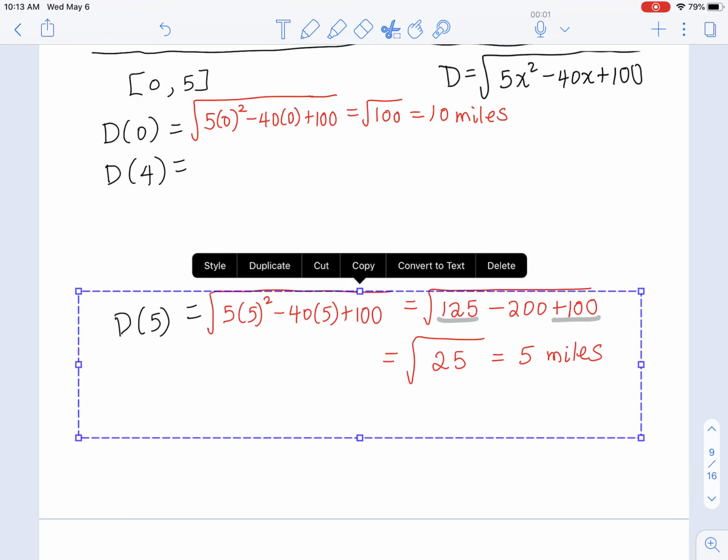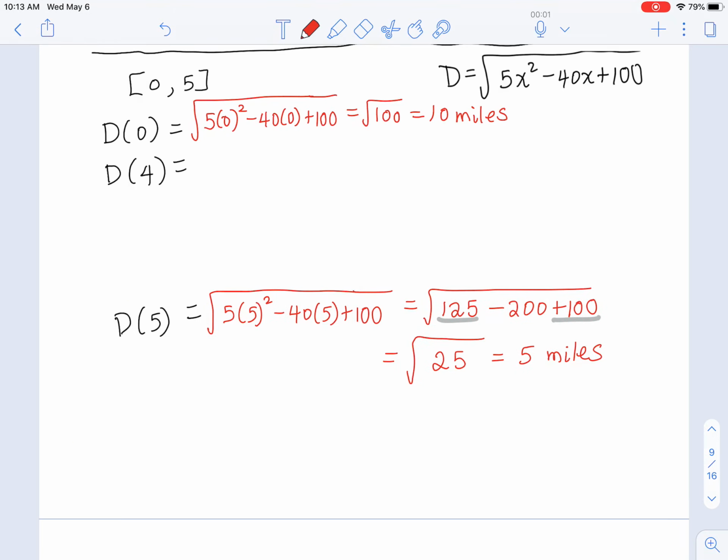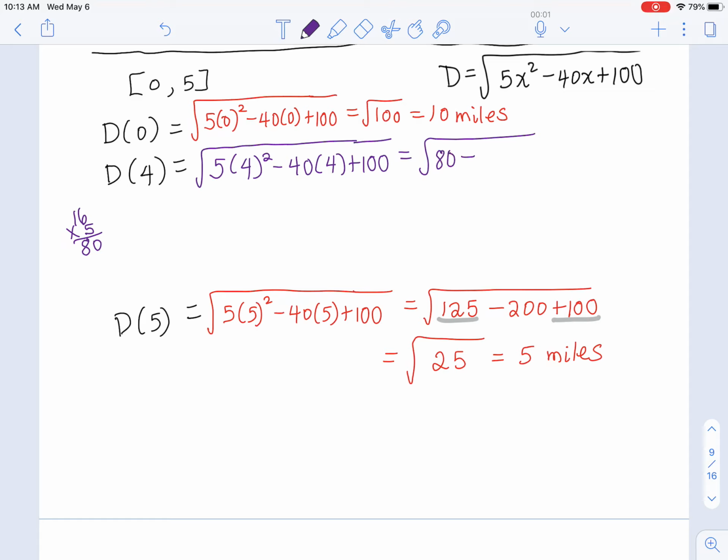But we got a critical value that we're going to test out now, and that critical value is when x equals 4. We don't know the distance yet, so we should check it out. If this number comes out to be the shortest, that's going to be our answer. Square root of 5 times 4 squared minus 40 times 4 plus 100. And that's going to be what? 16 times 5, is that 80? Okay. 80 minus 40 times 4 is 160, plus 100. If I add 80 plus 100, that's 180. 180 minus 160 is 20.